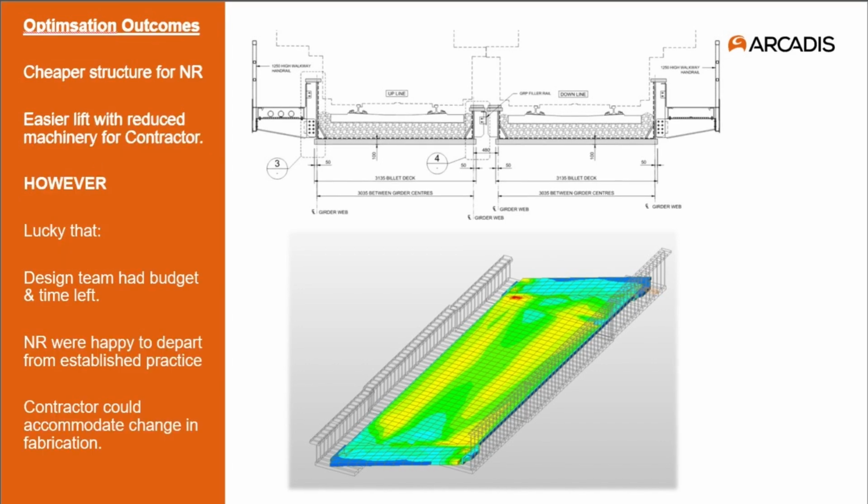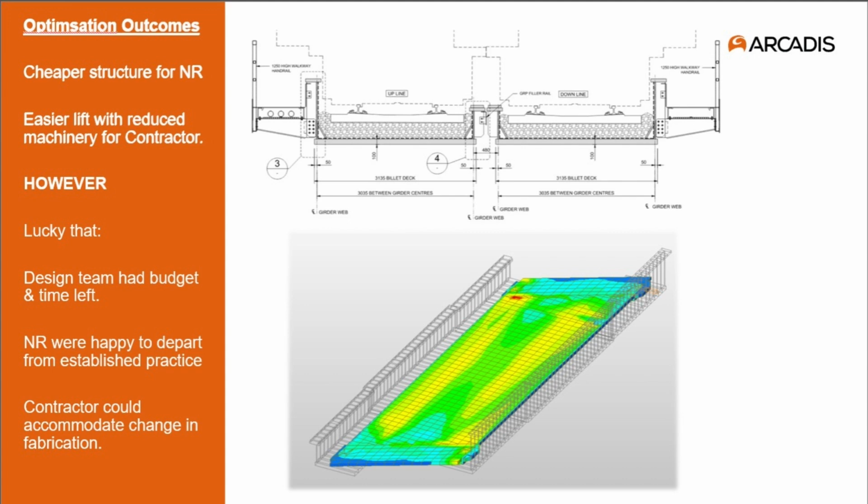Once we'd identified this opportunity for the cost and the weight savings, we then took these back to our client, Network Rail, and coordinated with the contractor to confirm that the chosen section thickness was actually available. Luckily, both parties were happy to accept this design change, and this resulted in a cheaper project for Network Rail and an easier lift for the contractor, because they could reduce the capacity of their required machinery to actually wheel and jack each deck into place.